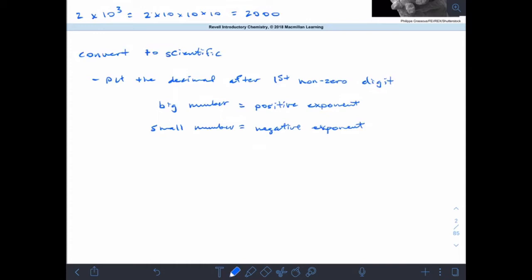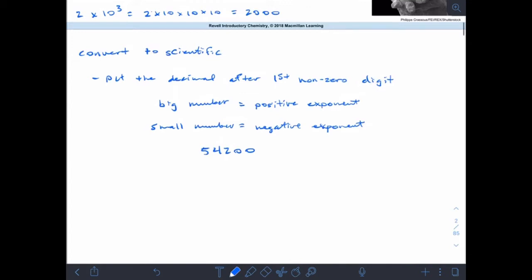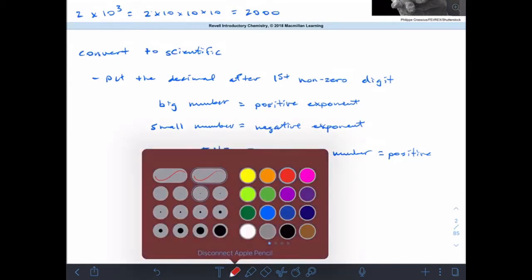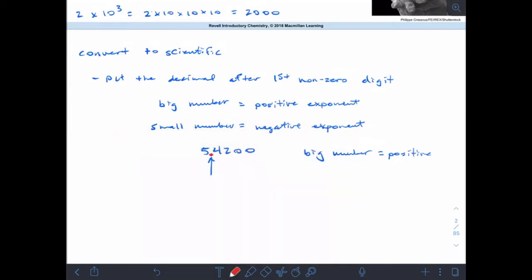So the correct number I want to use for my example is 54,200. Okay, so it's a big number, so it's going to be a positive exponent. Okay, so let's figure out what that exponent should be. So I'm going to put my decimal place after the first non-zero digit. So it's going to go right there.